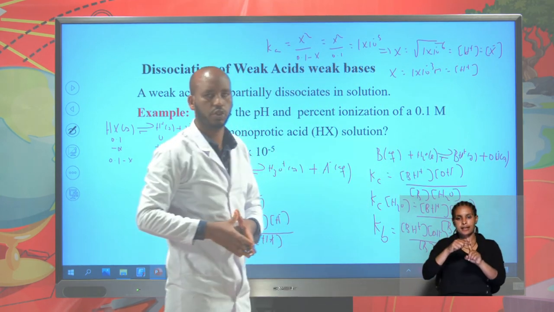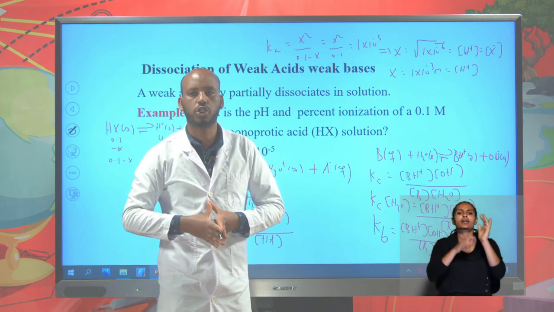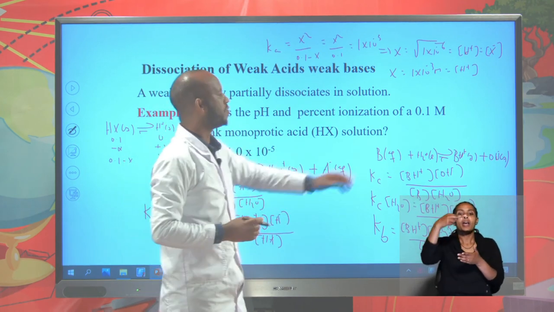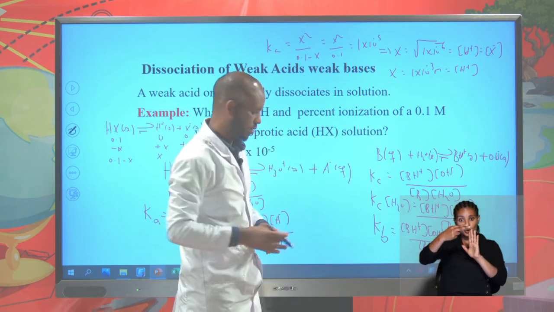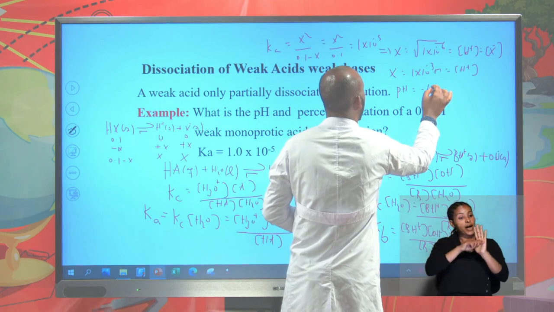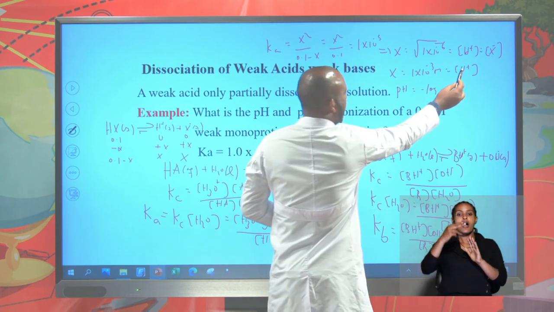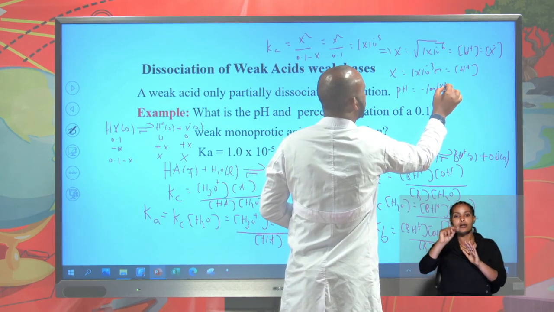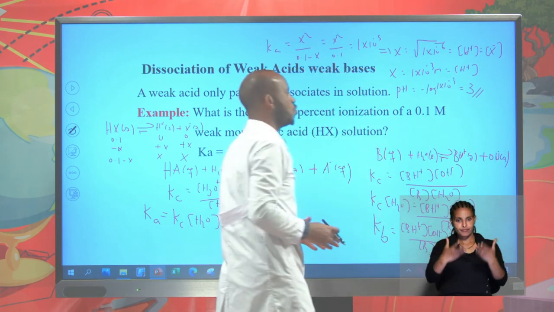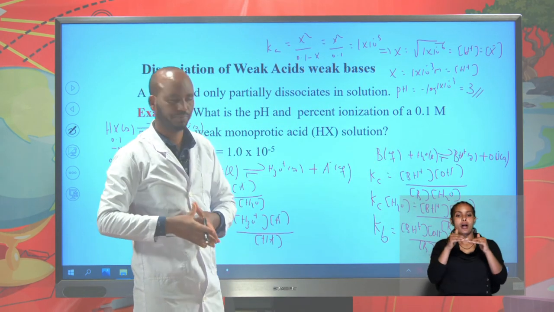Now what is the pH of this solution? pH is the negative logarithm of the hydrogen ion concentration. Therefore, pH equals minus log of the hydrogen ion concentration, 1 times 10 raised to minus 3, which is 3. The pH of this solution equals 3.